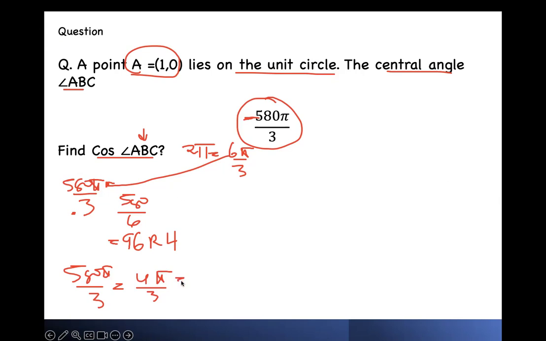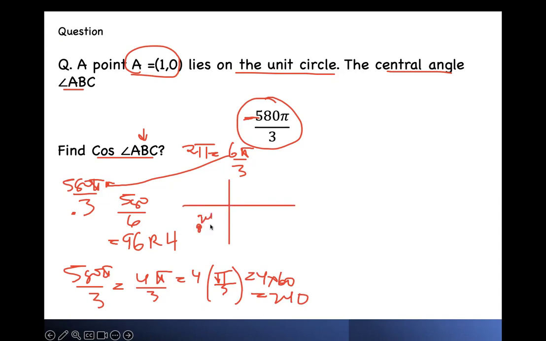But you have to know this. By the end of this video, you will know that pi over 3 is actually 60. And therefore, this is 4 times 60, which gives you 240. So our angle is here in the third quadrant, 240. But remember, in the third quadrant, you subtract 180 from that value to get the reference angle. And this gives you 60. So our 580 pi over 3 has a reference angle of 60 degrees.